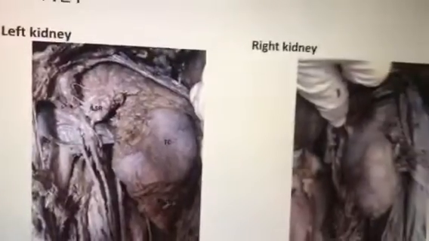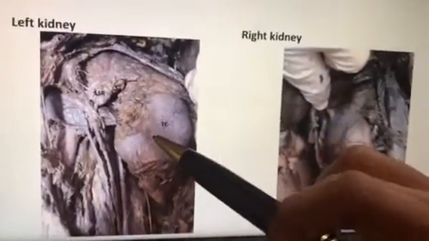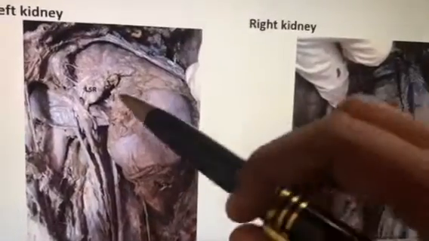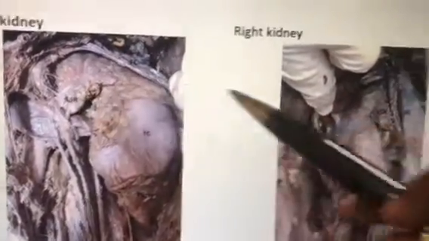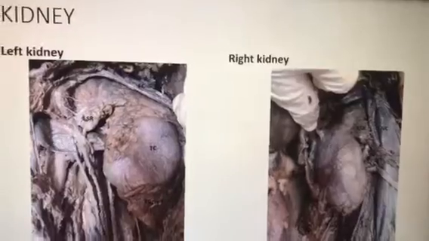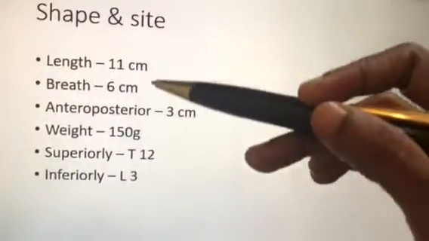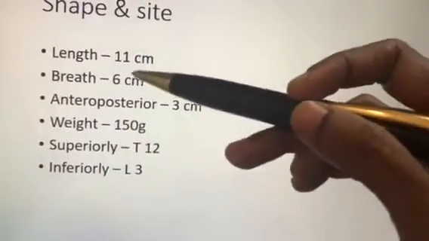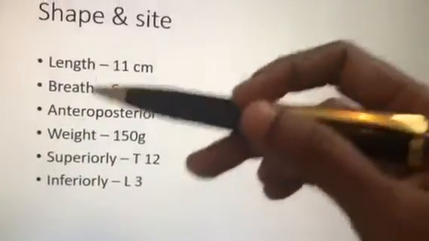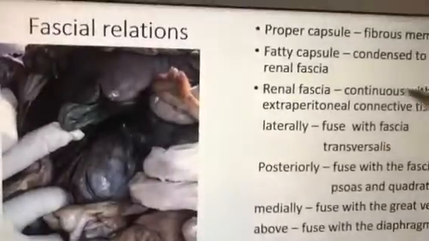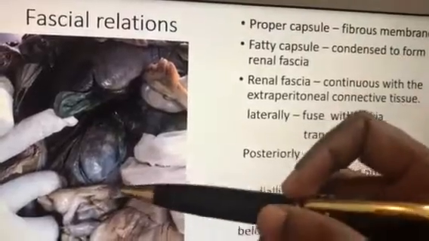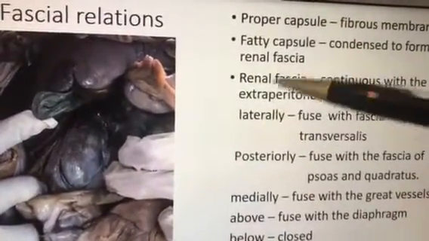And then next thing is, you can see nicely the right kidney and the left kidney, and nicely you can see the suprarenal gland on both sides. Now these are the things you are supposed to write: length, breadth, anteroposterior, but usually we don't give marks to that. Straight the fascial relations only, which is very important. So at least the students should write.